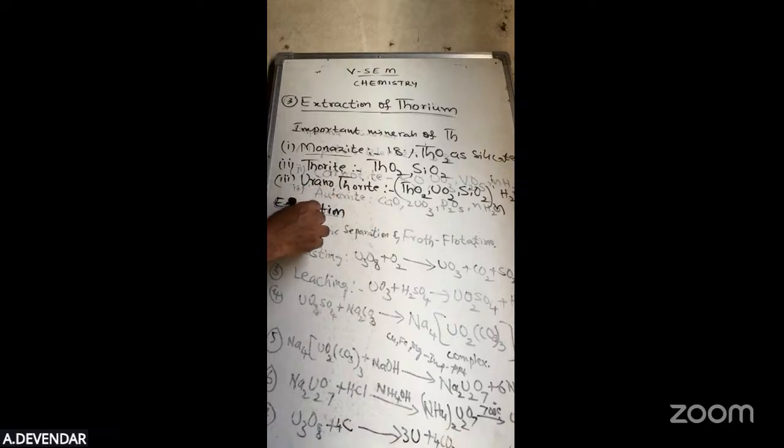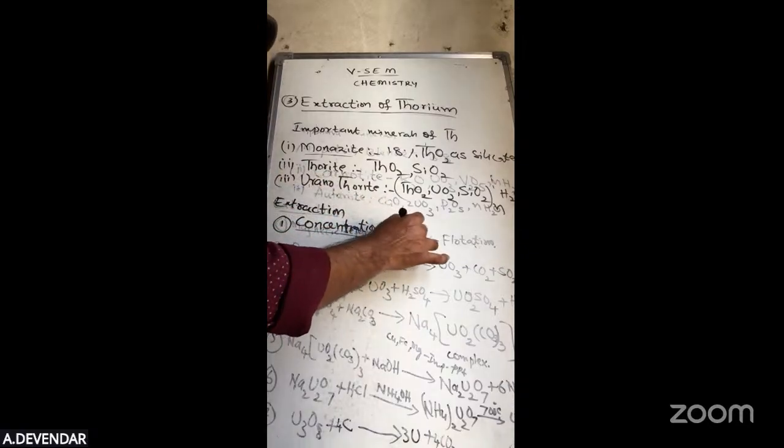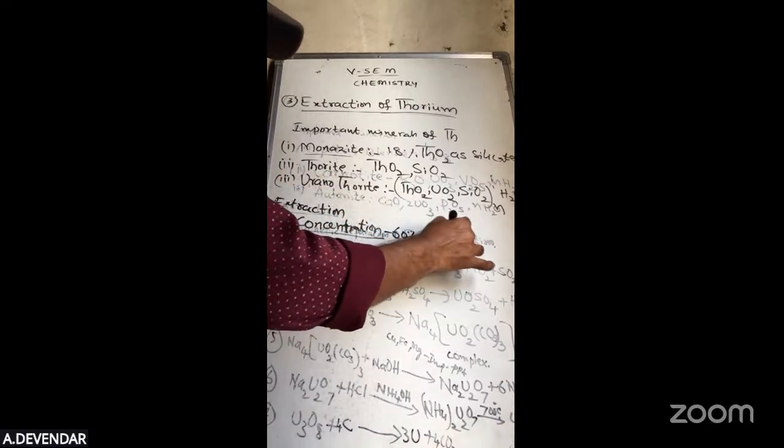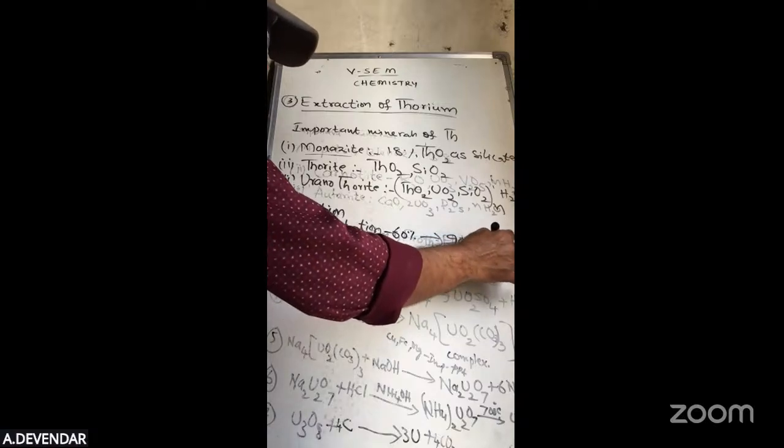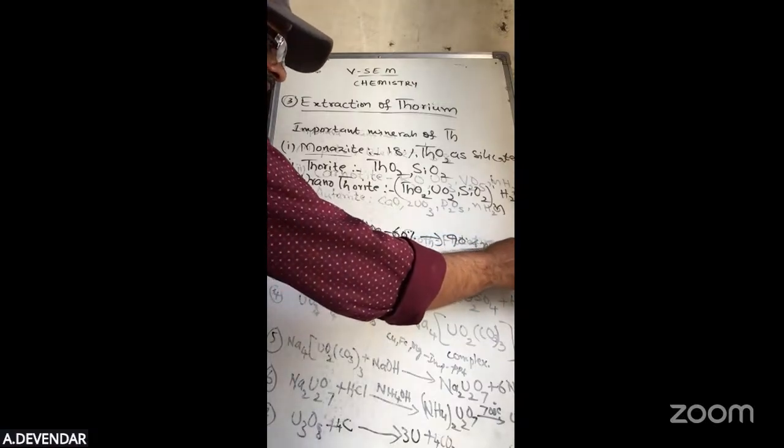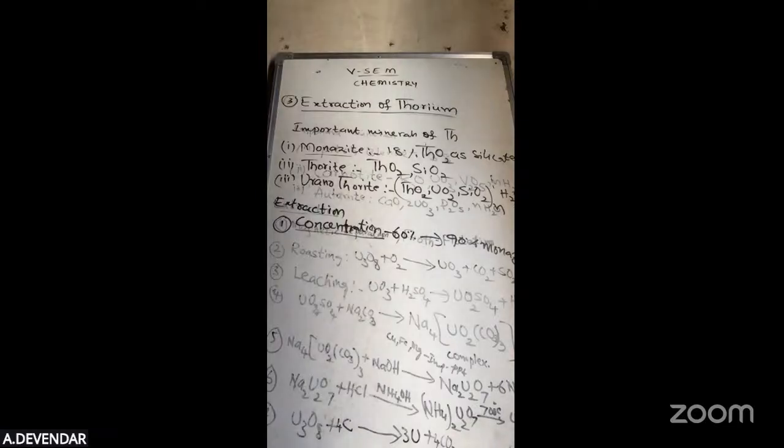First is the concentration of the ore. The steps you followed for uranium are the same steps you follow here. Concentration of ore: monazite sand contains 2 to 6% of monazite. Then it is concentrated to 90%. That means 60% monazite will be converted into 90% monazite, simply by means of magnetic separation, and by means of phosphorylation, we are getting this.